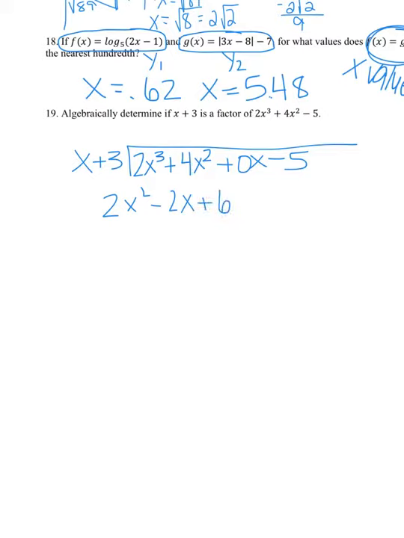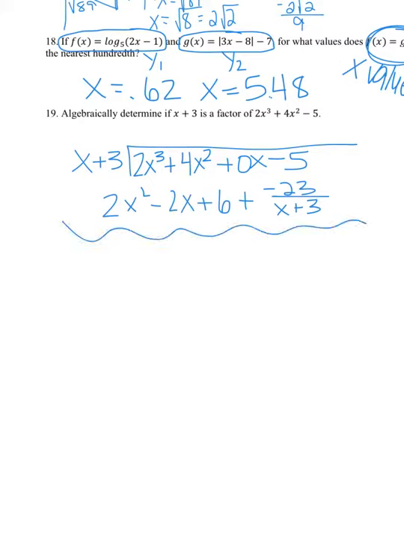And then your remainder, you get -23 divided by x plus 3. That's what you would get as your answer. So you could do it that way. If you know synthetic division, you could also do it that way.